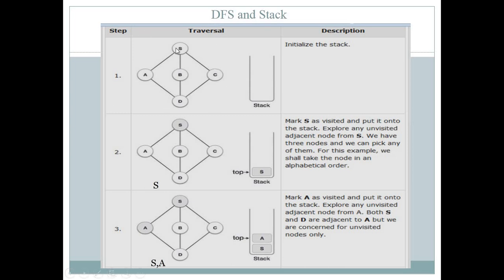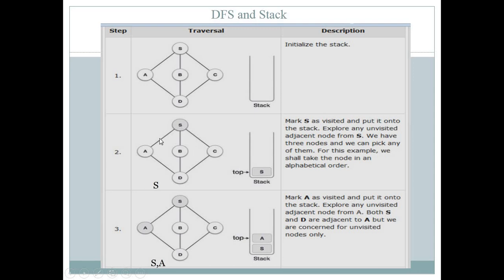First of all, this is our graph. For this graph we have to make our traversal tree, or we can say traversal list. So this is the stack. In the initial stage, the stack will be empty. If we select S for our starting node, then we will put S into our stack.